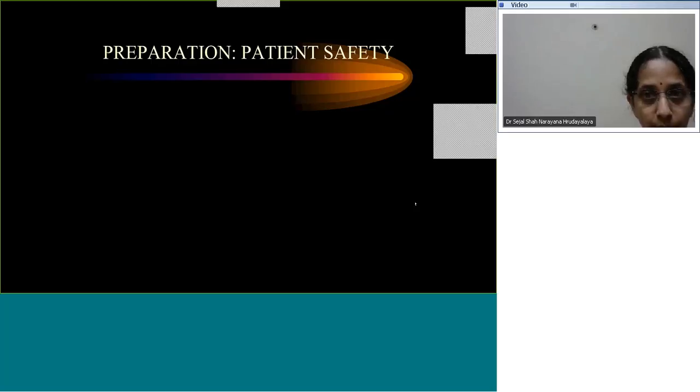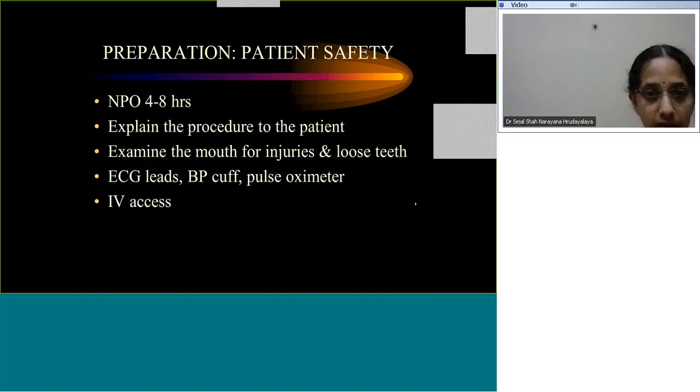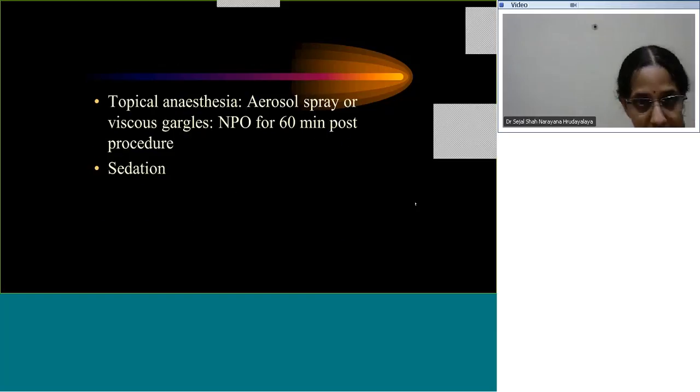This is most important on an OPD basis, especially for ASDs in children when we consider transesophageal echo. The child has to be NPO for at least 4 hours. Counseling of the patient in terms of explaining the procedure is very important to get cooperation. Examine the mouth for any loose teeth, and put the ECG leads, blood pressure and pulse oximeter. Have an IV access standby, and also keep a resuscitation cart standby. Now with this understanding, the child is given either a spray or viscous gargles at least 30 minutes before the procedure. A light sedation could be considered in children where we do not expect enough cooperation.